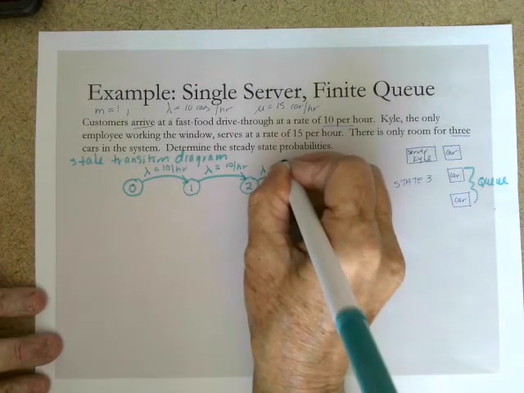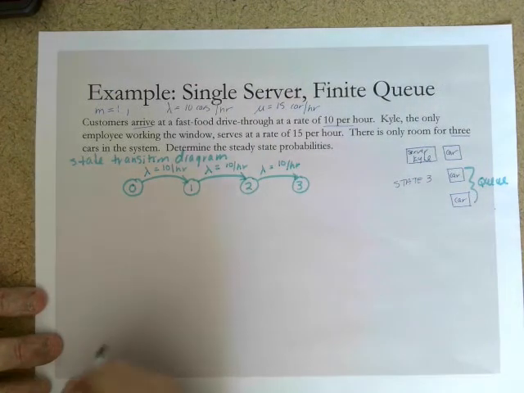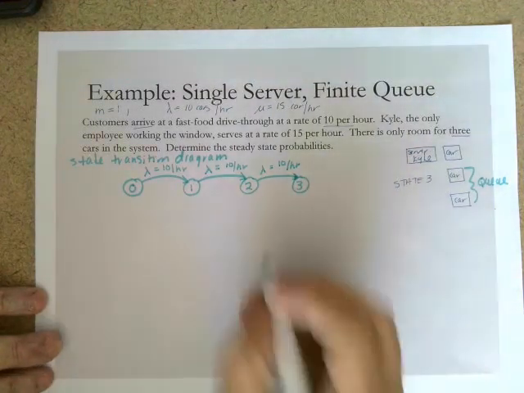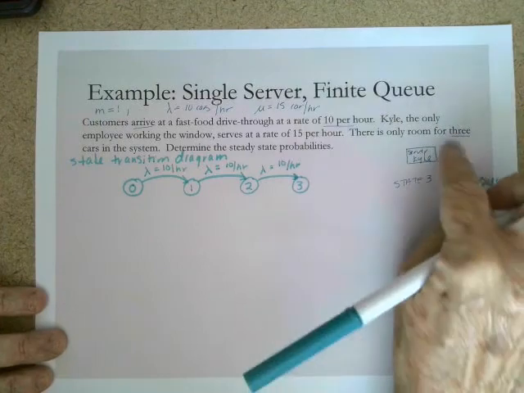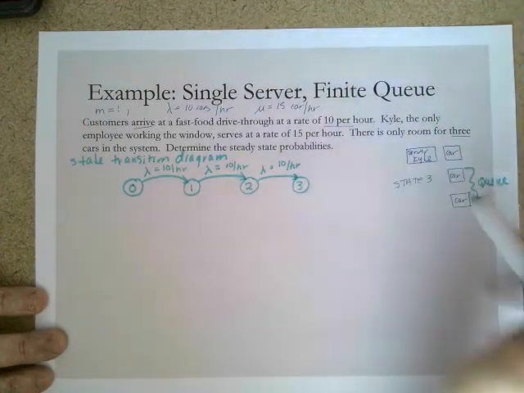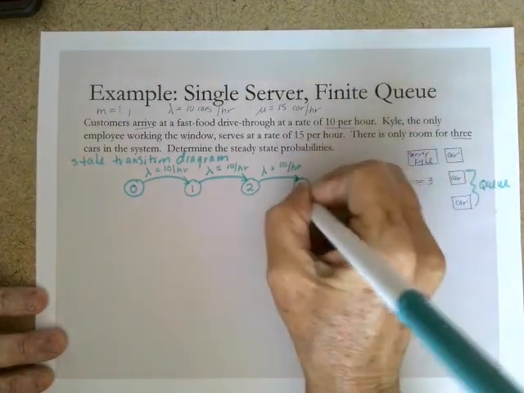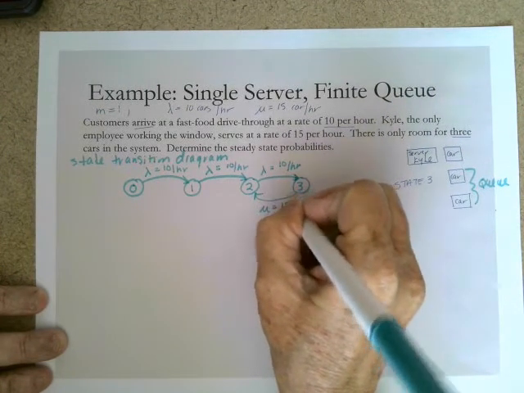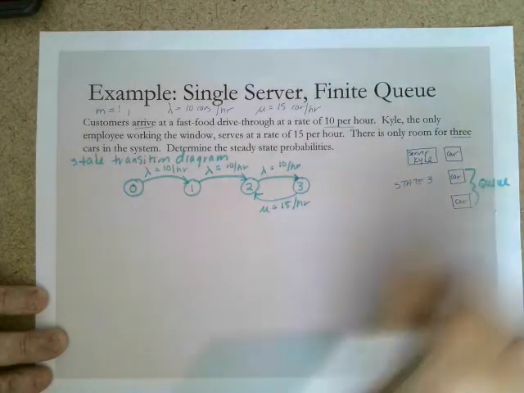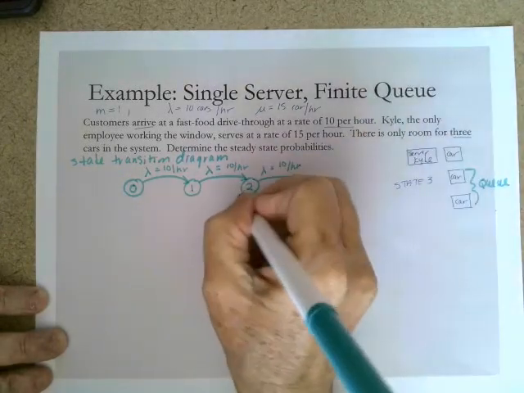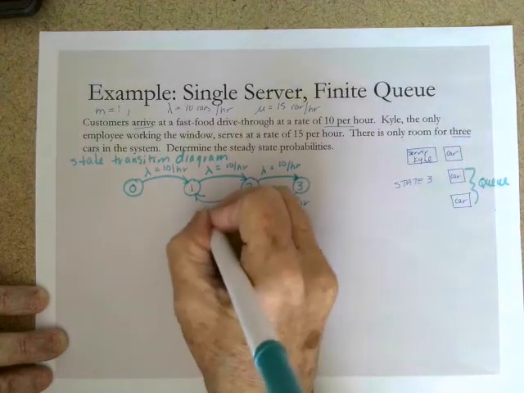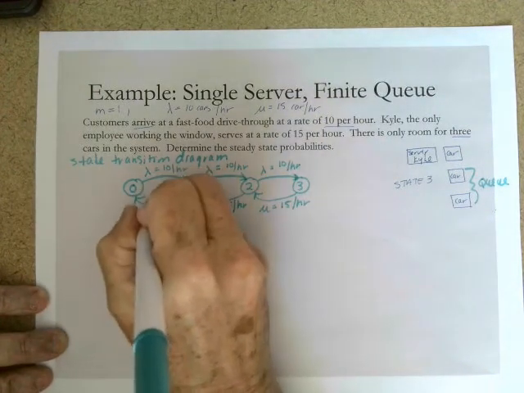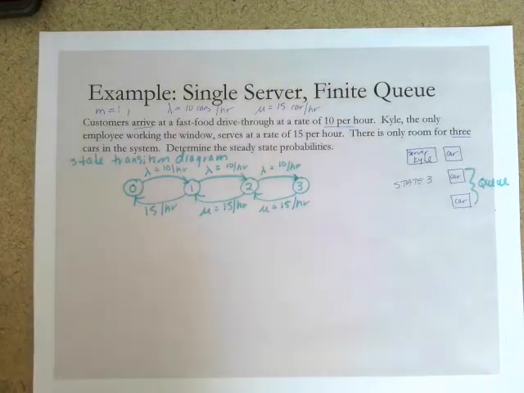10 cars per hour. And then Kyle's service rate is 15 per hour. So he will go from 3 cars in the system to 2 cars in the system by taking care of this car here at a rate of mu equals 15 per hour. And similarly, he'll go down from 2 to 1 car by having a service here. So that will be mu equals 15 per hour, and then also down here 15 per hour, like that.